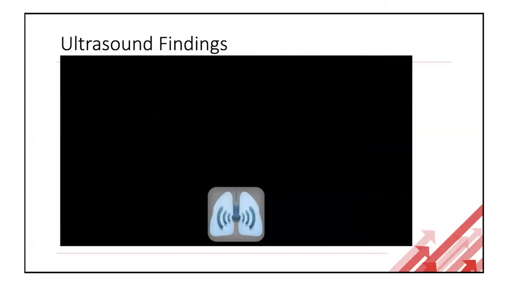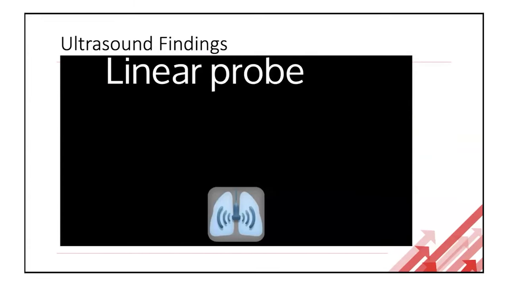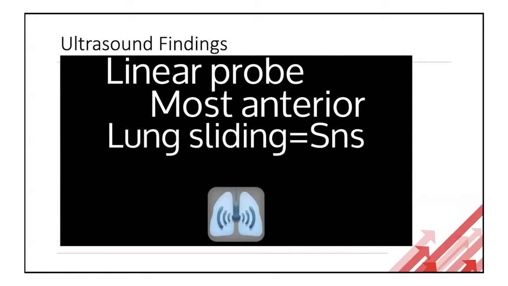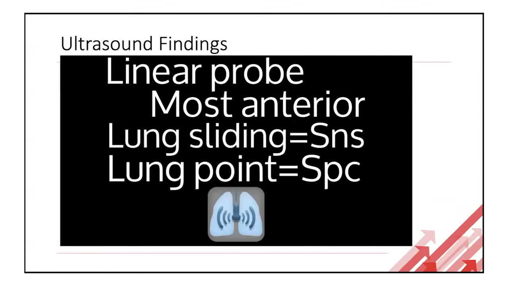Now for a recap. You want to use your linear probe or whatever highest resolution probe you have. You want to scan in the most anterior portion of the chest wall. Lung sliding is sensitive, meaning it rules out a pneumothorax, and your lung point is going to be specific for a pneumothorax.